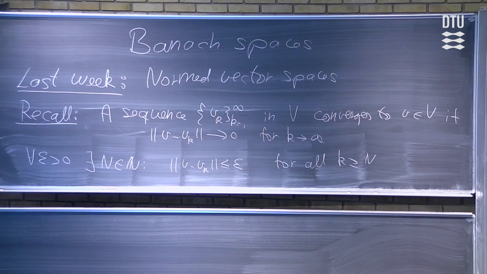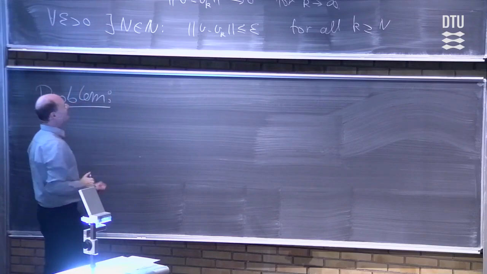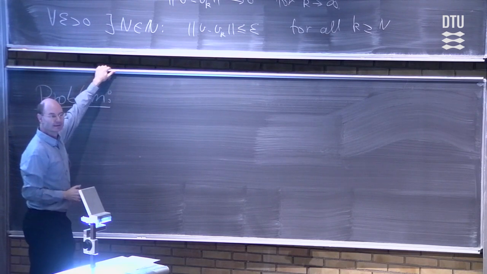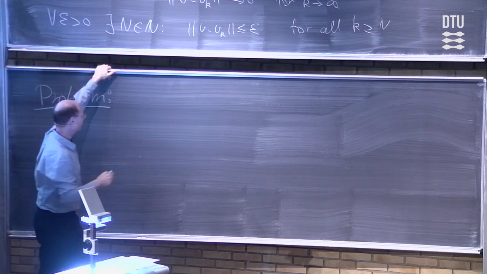In other words, in order to use this definition, you have to have a good guess of this element v that the sequence should converge to. If you cannot guess what this v should be, then there's no way that you can use the definition, because the definition uses the difference between v and vk. So there's a problem with this definition. Mathematically it is correct, but it is not so easy to apply. The problem is we need to be able to guess the v in order to use the definition.